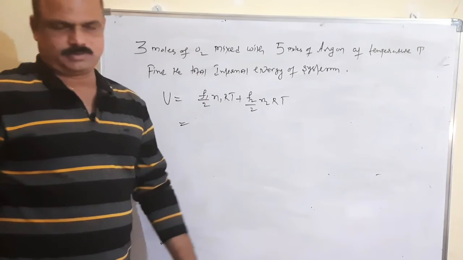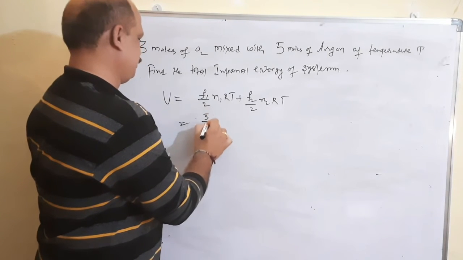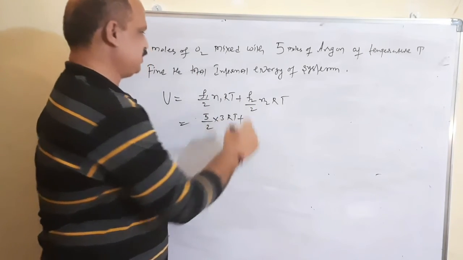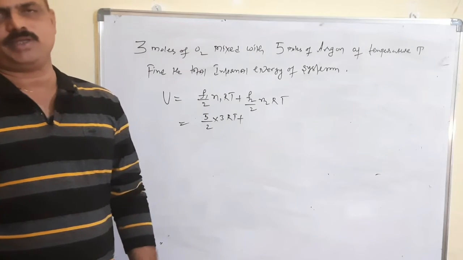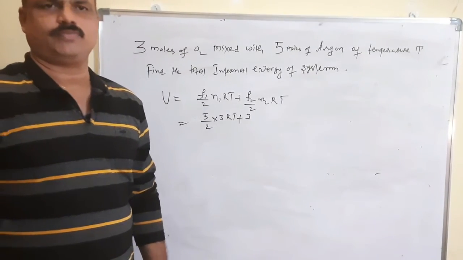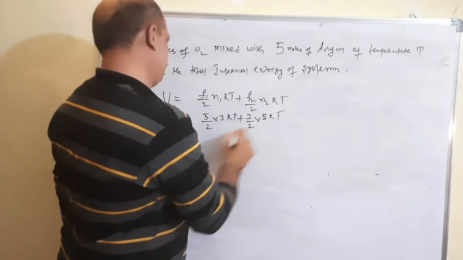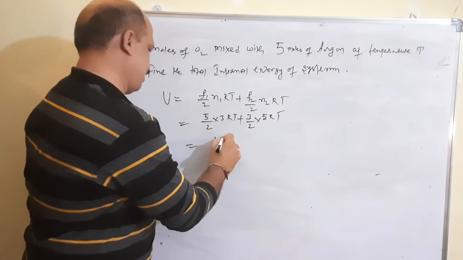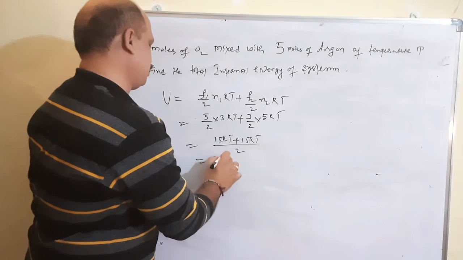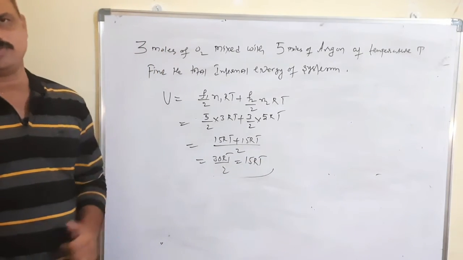Here oxygen is a diatomic gas. How many degrees of freedom? Oxygen has 5 degrees of freedom. 5 by 2, how many moles here? 3 RT. Plus here argon, it is a monatomic gas, so it has 3 degrees of freedom. 3 by 2 into N2. How many moles are there? 5 RT. So here 15 RT plus 15 RT divided by 2, 30 RT divided by 2. So what answer do we get here? 15 RT. This is the answer of this question.